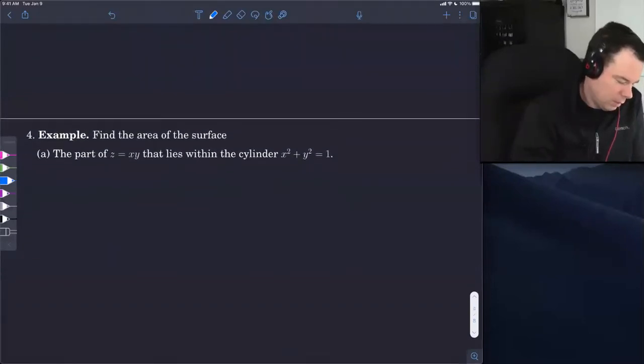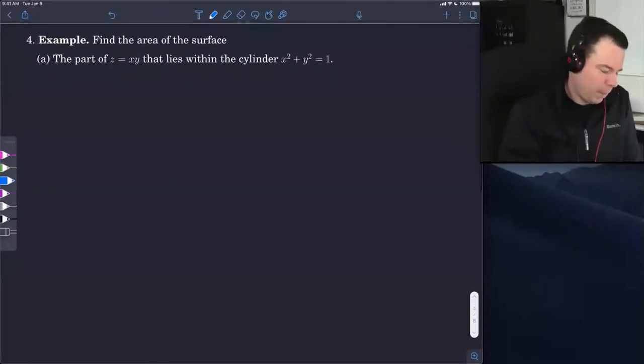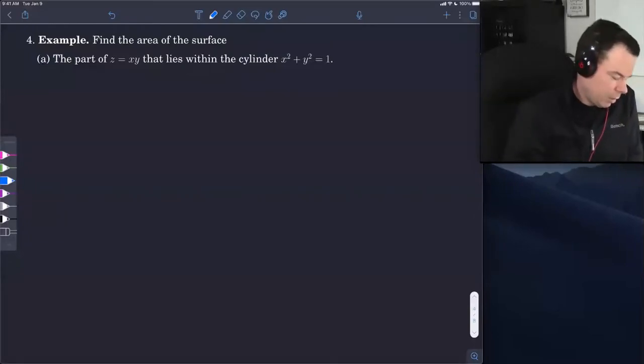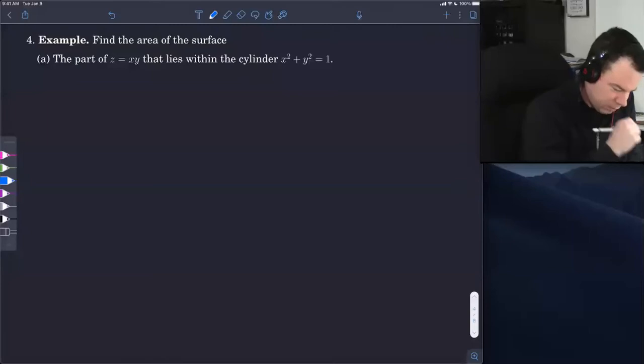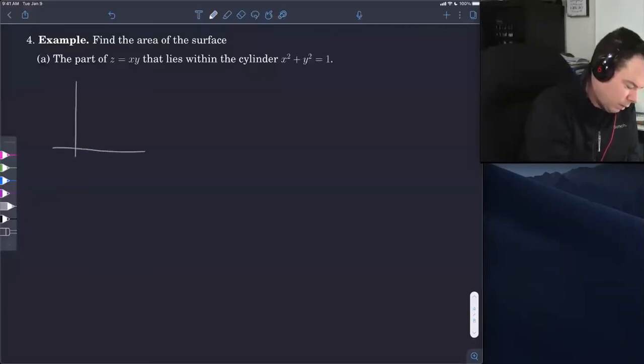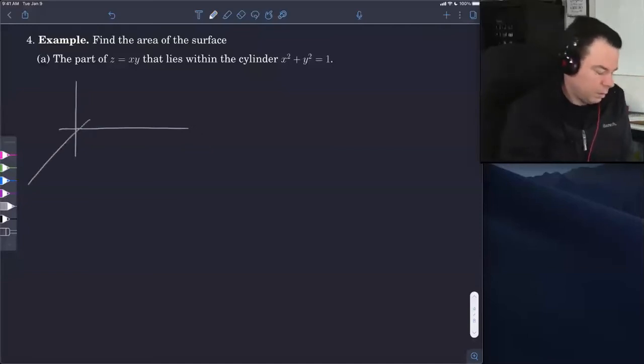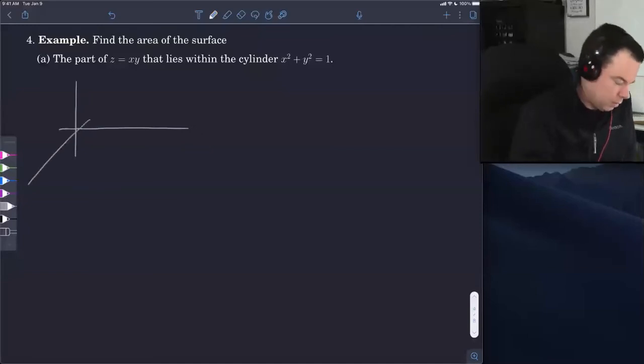So let's go ahead and do an example. Let's find the area of the surface. In the first example, part A, it's going to be the part of the surface z equals xy that lies within the cylinder x squared plus y squared equals 1. Let's get an idea for what this looks like. It's going to be a hyperbolic paraboloid, but slightly rotated.